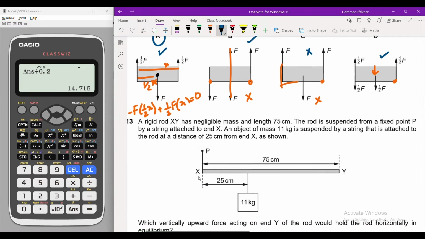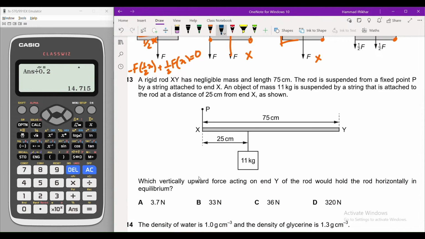A rigid rod XY has negligible mass and a length of 75 centimeters. The rod is suspended from a fixed point P by a string attached to the rod. An object of mass 11 kg is suspended from a string that is attached to the rod at a distance of 25 centimeters from end X. Which vertically upward force acting on end Y of the rod would hold the rod horizontally in equilibrium? So basically we need an upward force over here. This is causing a downward force, so that means a clockwise moment. This is going to cause an anti-clockwise moment.